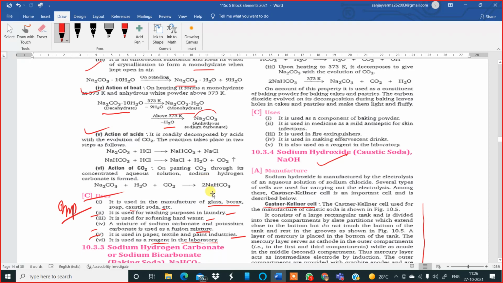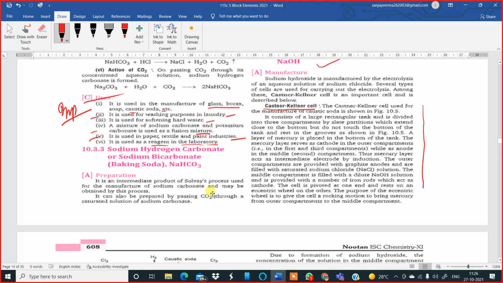Now the next thing which is required is sodium bicarbonate, its preparation from sodium carbonate and uses only. Sodium bicarbonate, NaHCO3, is also commonly called baking soda. Remember that only the preparation is required.